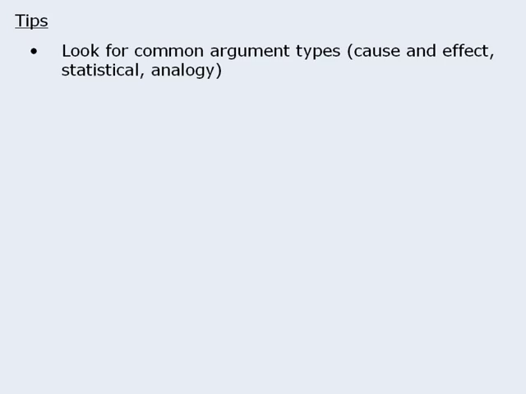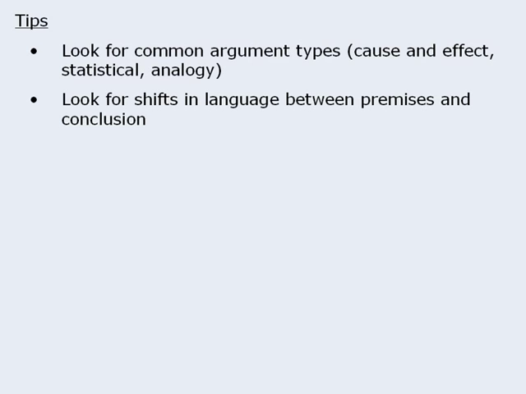First, as you're reading the argument, determine whether it's one of the common argument types we examined earlier, and recall the assumptions associated with those types of arguments. Next, when looking for the assumptions in an argument, look for shifts in language between the premises and the conclusion. If the premises are talking about one thing, and then the conclusion introduces a whole new concept, then the conclusion probably got there by way of an assumption.